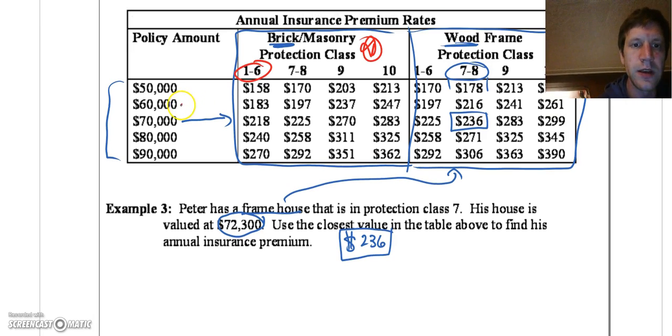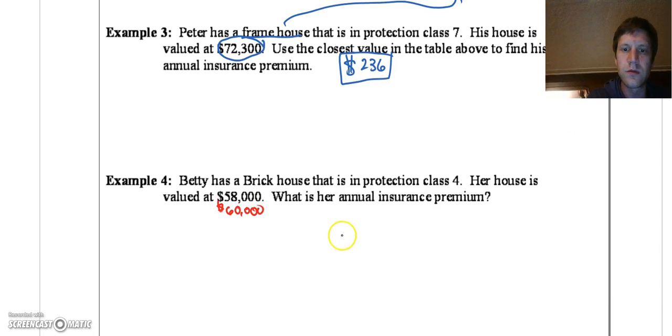So I'm going to look in this row. That column, it gets me $183 is the premium.